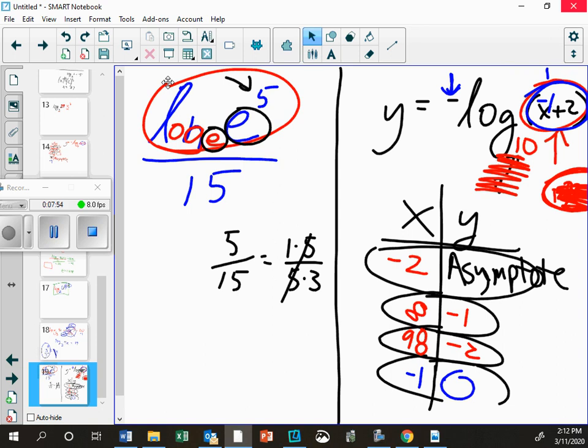Okay, so here's an example of finding 3 points. There's an example of finding the asymptote. And then I did a log base e, which is what you learned yesterday.